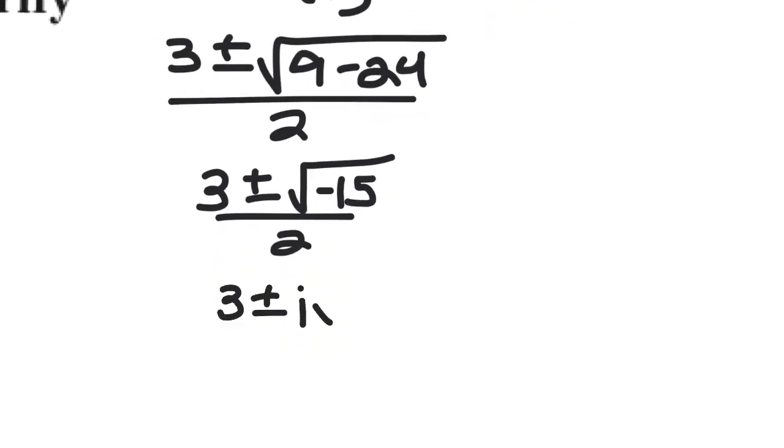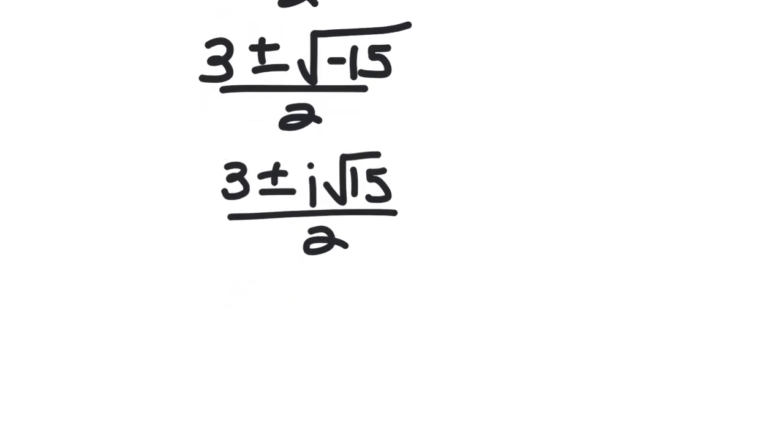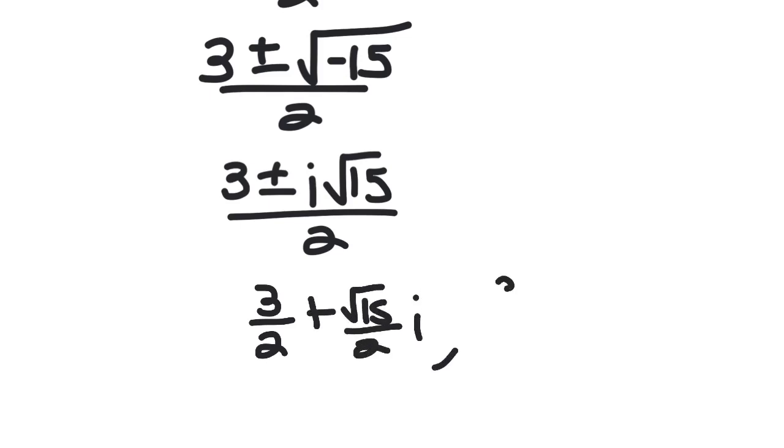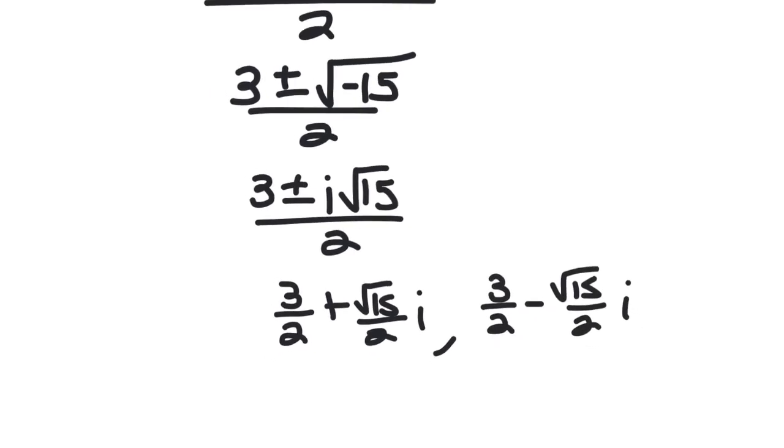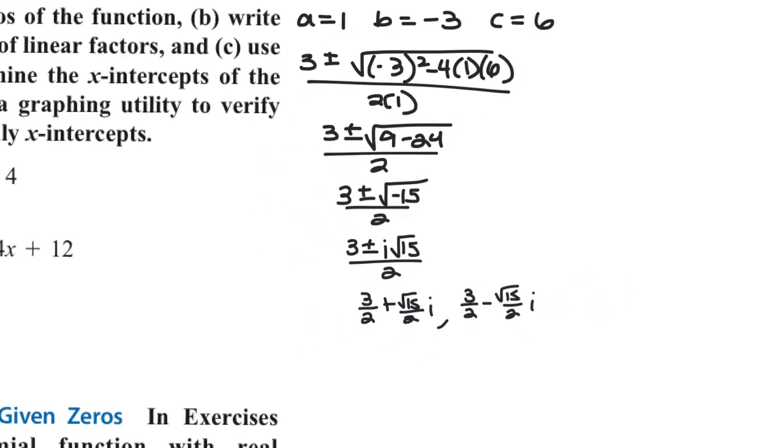And this is root 15 over 2, because that would just break down into 3 and 5, and nothing repeats, so it stays that way. So when I write them as separate, it'd be 3 halves plus root 15 over 2i, and then 3 halves minus root 15 over 2i. Those are my remaining roots.